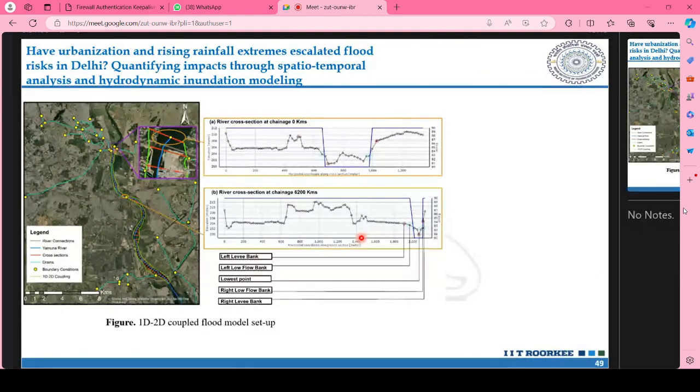At present, we have done a rough study over Delhi, where we tried to understand whether urbanization and rising rainfall extremes have actually led to an increase in flooding in Delhi, and we actually got positive results based on our hypothesis.